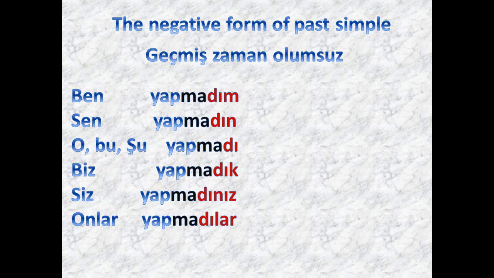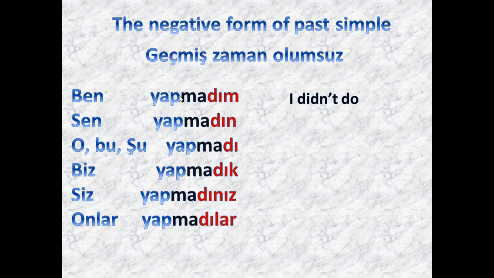So we have yaptım, yapmadım. I mentioned the positive form as well. Yaptım, yapmadım. Yaptın, yapmadın. Sen yapmadın. And yaptı, yapmadı. Yaptık, yapmadık, yaptınız, yapmadınız, yaptılar, yapmadılar.